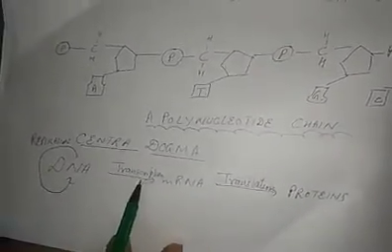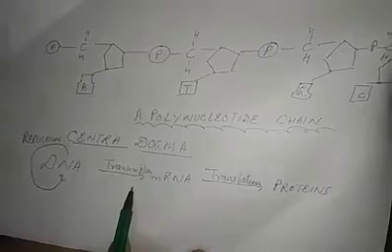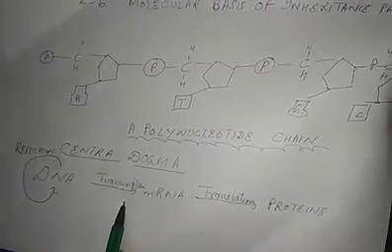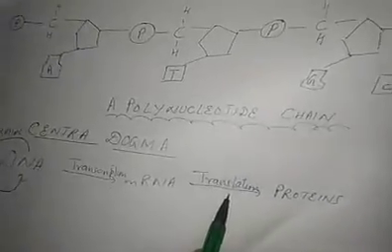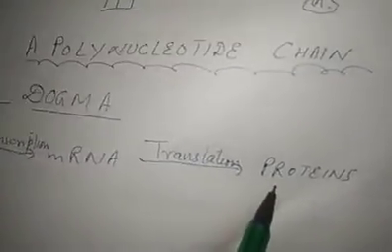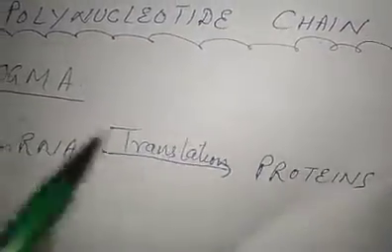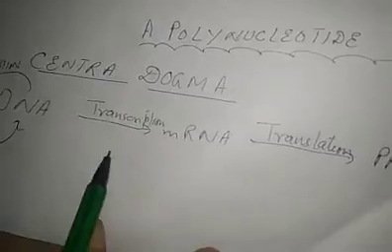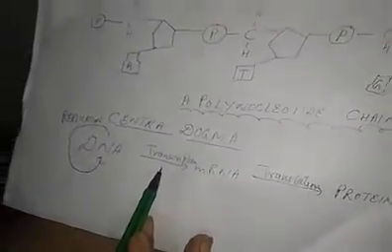So in this, two processes are involved. One is transcription, which means the synthesis of different types of RNA, and the other is translation, formation of different types of proteins. So transcription and translation are the two processes involved in central dogma. Transcription takes place in the nucleus and translation takes place in the cytoplasm.